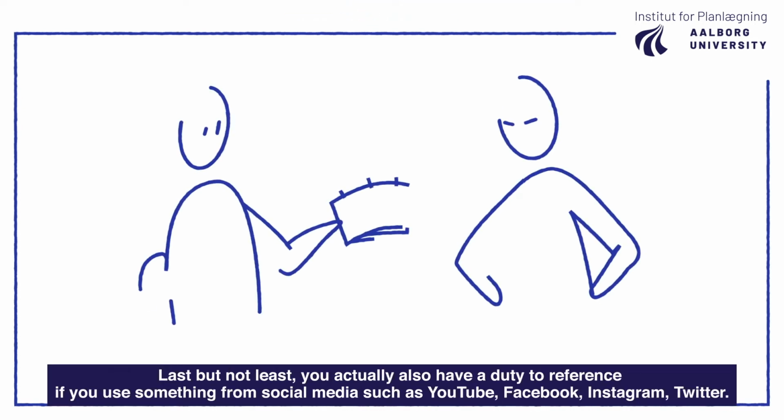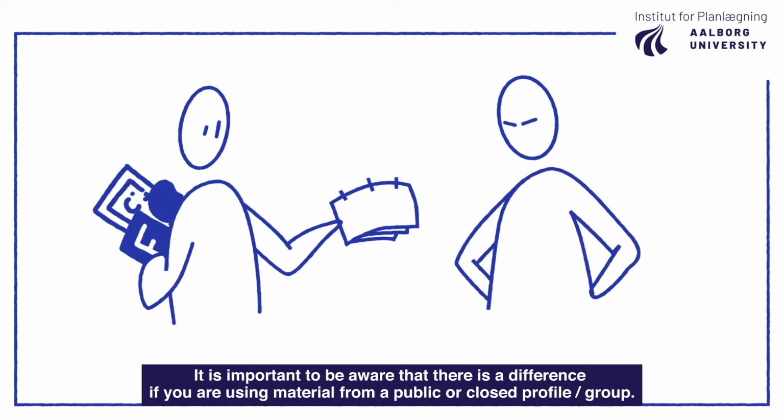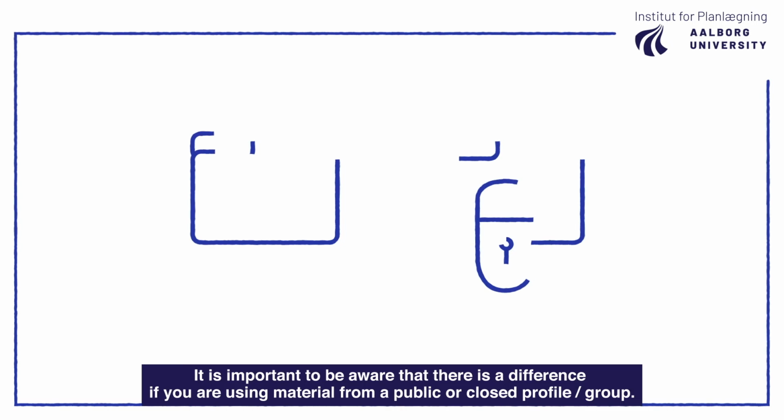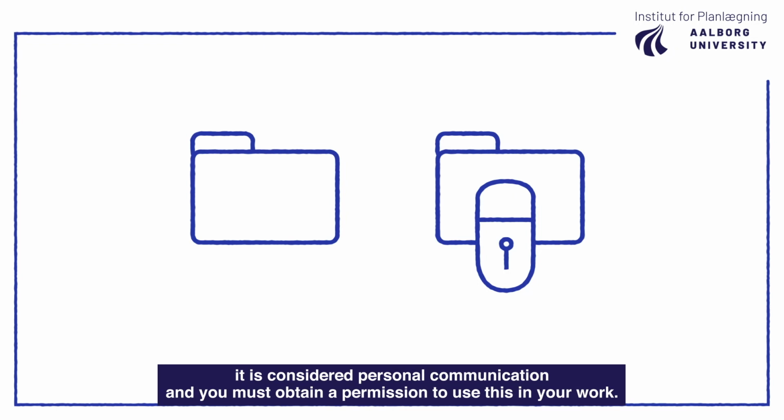Last but not least, you actually also have a duty to reference if you use something from social media, such as YouTube, Facebook, Instagram, or Twitter. It is important to be aware that there's a difference if you are using material from a public or closed profile/group. In the case of public profiles or groups, the same rules apply as for other published material. If it is from a closed group or profile, it is considered personal communication, and you must obtain permission to use this in your work.